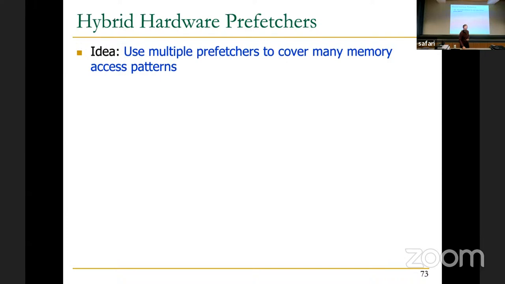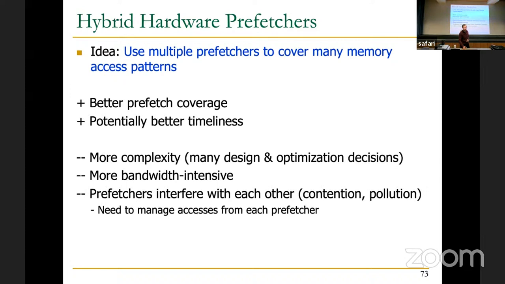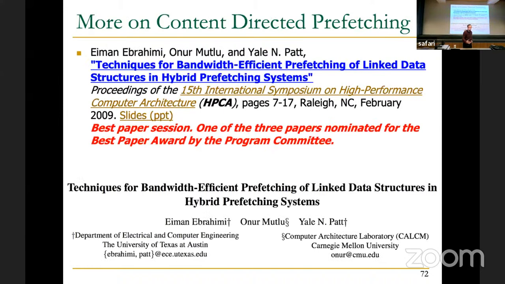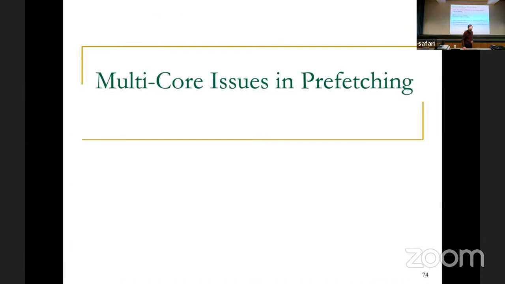Okay, hybrid prefetchers. The idea is obvious. You use multiple prefetchers to cover memory access patterns. You get better prefetch coverage. That's the goal, to cover many memory access patterns, because stream prefetchers are good for something, stride prefetchers are good for something else, content-directed prefetching is good for something else. Put them together. Clearly, you can have better timeliness also potentially, but you get more complexity, many optimization and design decisions. You are more bandwidth intensive. And prefetchers also interfere with each other. Never forget that. And you need to manage accesses from each prefetcher somehow. And the prior paper that I mentioned over here looks at managing accesses between content-directed prefetching and stream prefetching, for example. Okay, so I went through this relatively fast because it's kind of obvious, right? And existing systems have many different types of prefetchers concurrently.